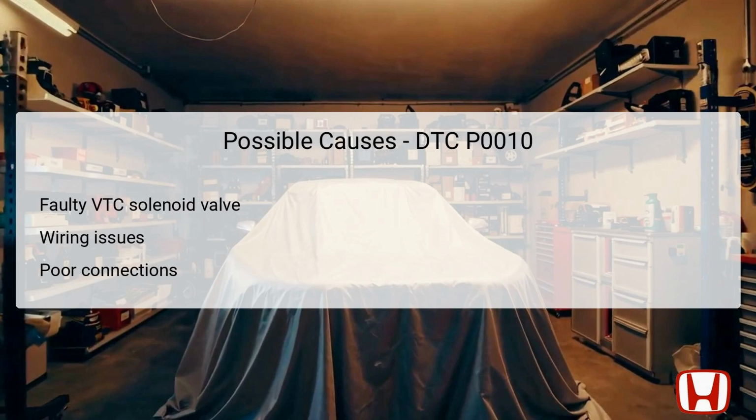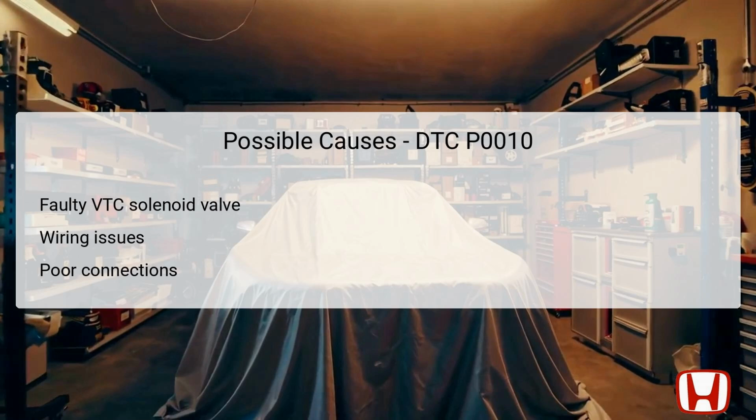Several factors may lead to the activation of DTC P0010. The most common cause is a faulty VTC oil control solenoid valve itself, which can fail due to age, excessive heat, or oil contamination. Another frequent culprit is wiring issues, such as frayed or damaged wires, leading to poor electrical connections.